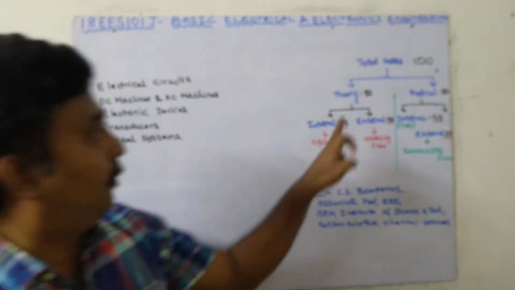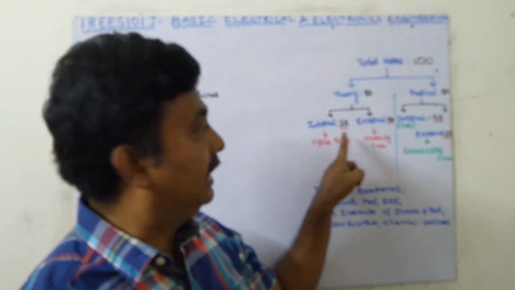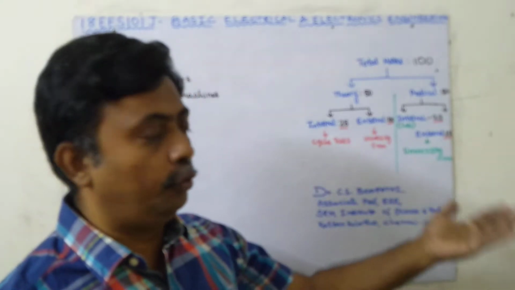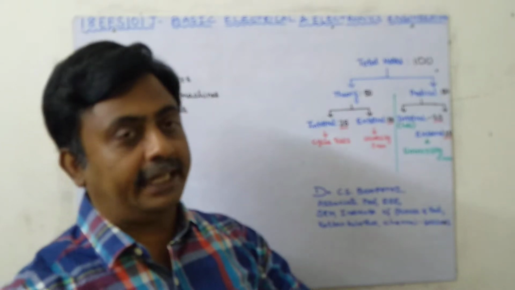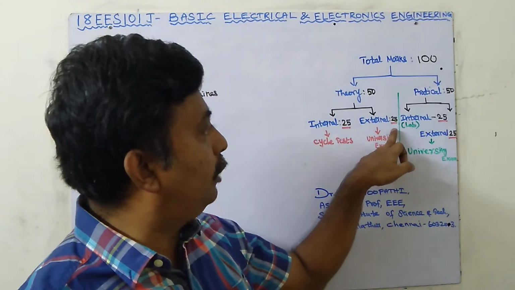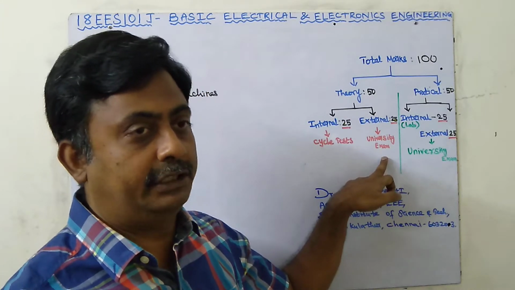In the theory 50 marks, it is again classified into internal and external. Internal is 25 marks and external is 25 marks. For internal there will be cycle tests, one cycle test after every 2 units, so 2 or 3 cycle tests. The remaining 25 marks will be the university examination, conducted by the university.